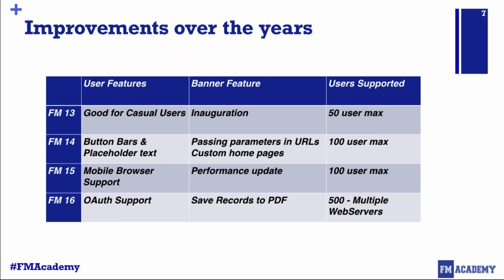Last year, with the introduction of FileMaker 16, the big feature for, I think, most users was OAuth support. So now you could actually credential yourself against Google and some other platforms. The banner feature for most people is going to be saving records as PDF. This really changed the game. Now the solution is a full business solution. And of course, they've added support for multiple web servers, and they'll even support up to 500 simultaneous users if you have enough power behind it.